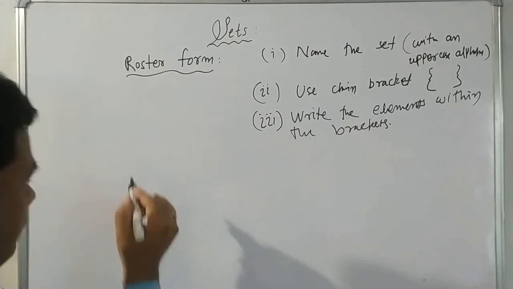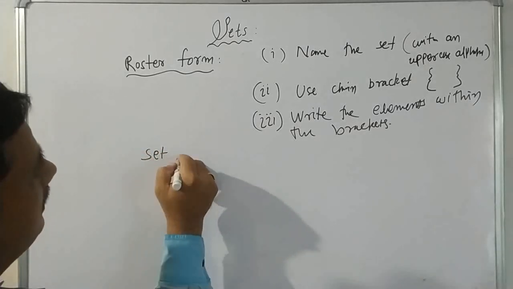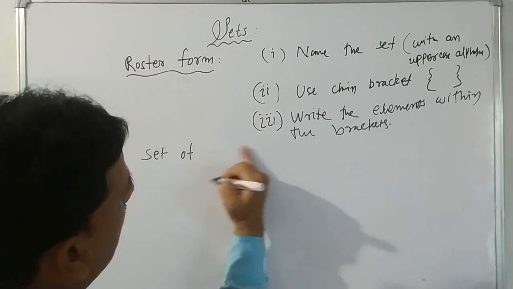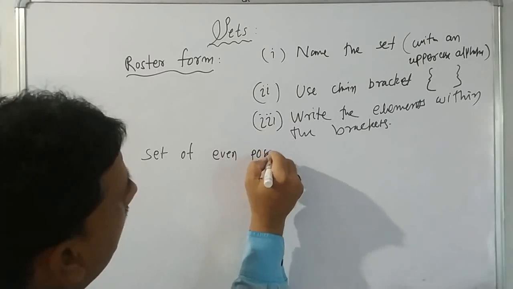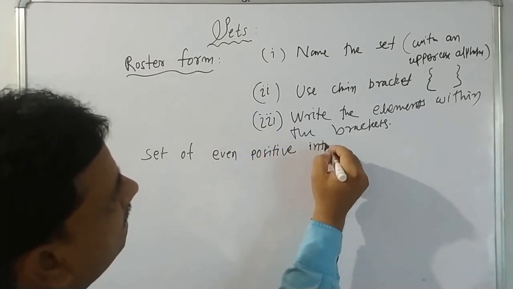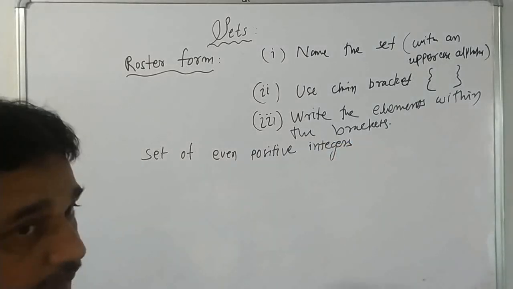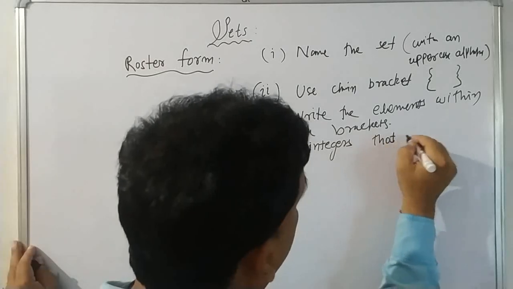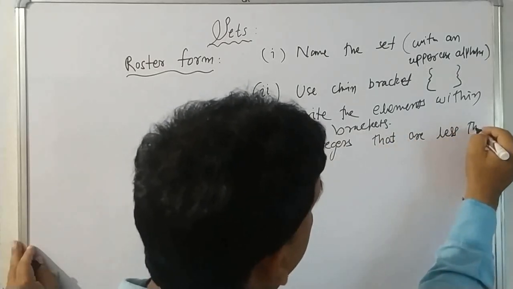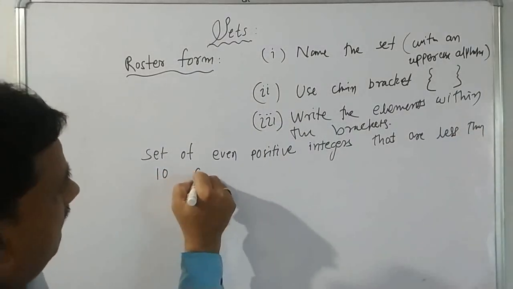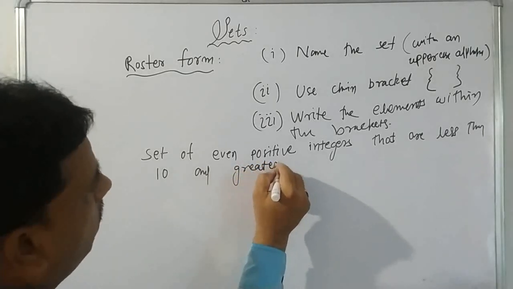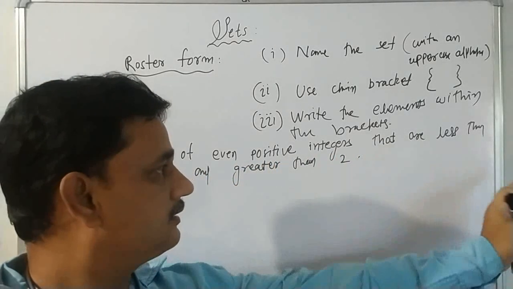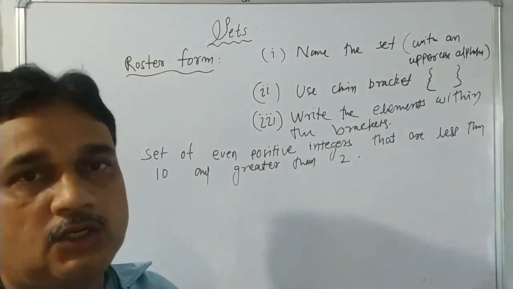Let us take an example. Set of even positive integers that are less than 10 and greater than 2.